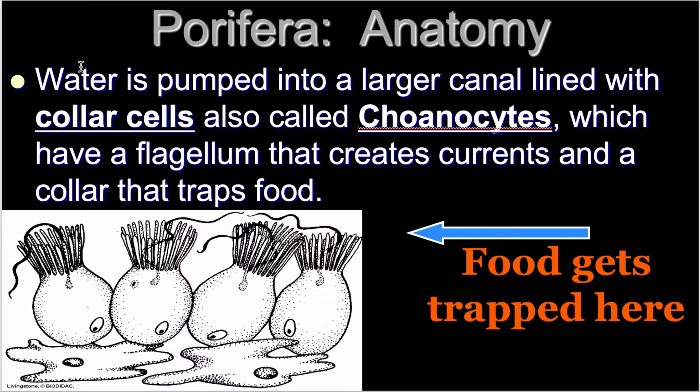For the flow of water through it, water is pumped into the larger canal that's lined with what are called collar cells, and collar cells are also called choanocytes, and those have flagella. Now, if you remember what a flagellum is from your freshman biology class, it's an organelle that's like a little tail on the cell that moves around to push the water through. So it's like a little tail whipping back and forth to push water through the sponge's canals. So the collar cells, also called choanocytes, line the canals of the sponge, and they have flagella on them to help push the water through.